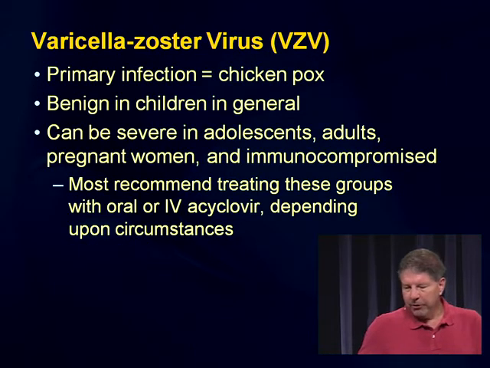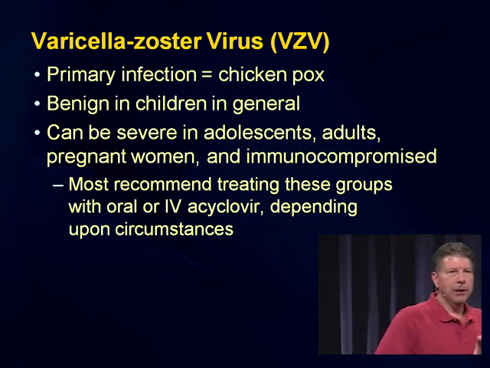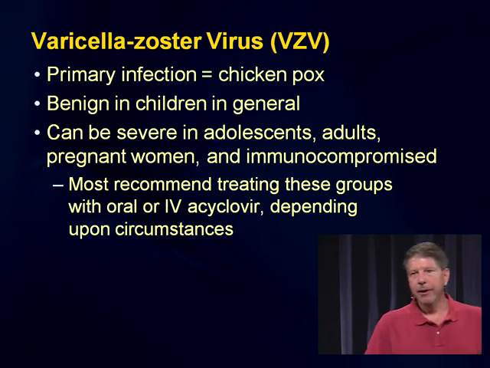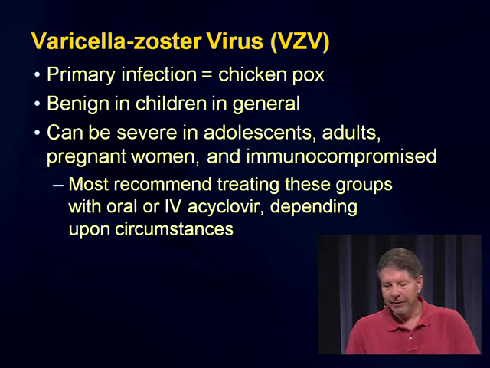So primary infection, you all know, is chickenpox. We worry about it in adolescents in particular, and you worry about it in a pregnant adolescent very much. So if there's a pregnant adolescent on the test and she's got chickenpox, she's probably going to be bad. She's probably going to get pneumonia, and she may or may not need IV acyclovir, depending on how bad she gets in the test question. Most people would treat an adolescent with oral acyclovir or one of the newer agents.